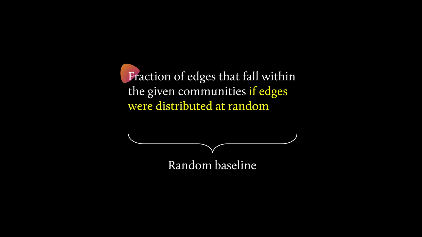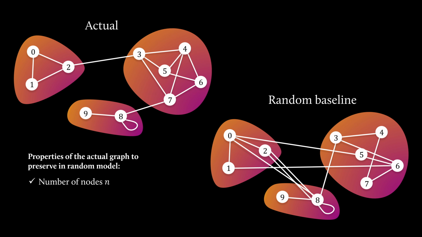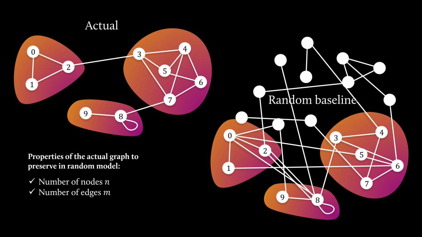We can't just compare to any arbitrary random graph. To allow for a fair comparison between our actual graph and a random graph, let's stipulate some properties that should be preserved. Our random graph should have the same number of nodes n as our original graph, and it should have the same number of edges m. This makes sense, as otherwise what comparison would that be between a graph with 10 nodes and a graph with 1000 nodes and many more edges?